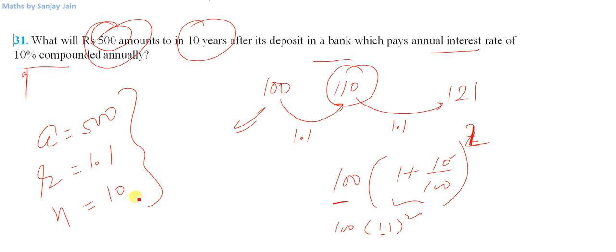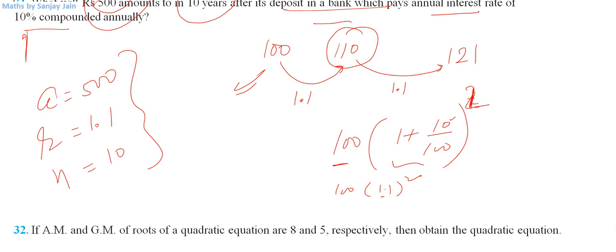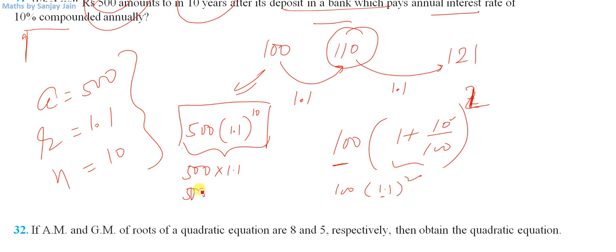And what do we have to find? What will this amount become in 10 years? So if you have noticed, it will become 500 into 1.1 raised to power 10, right? Because at the end of first year it would have become 500 into 1.1. At the end of second year it would have become 1.1 squared. It goes on like this, right? So this is your answer.